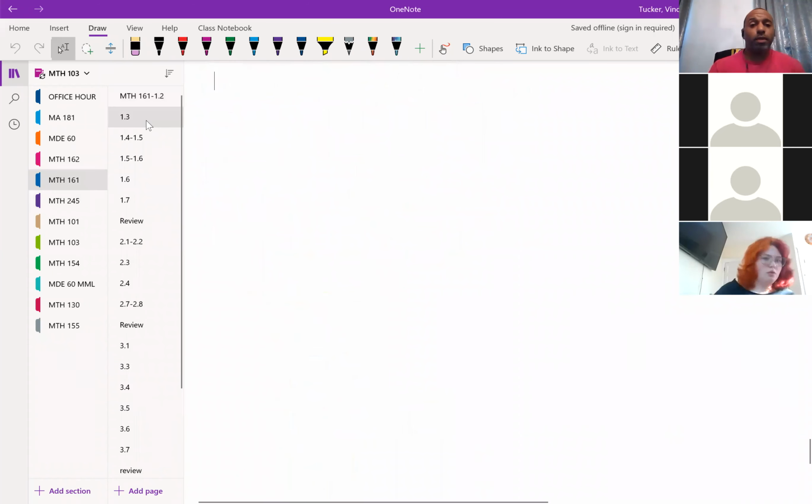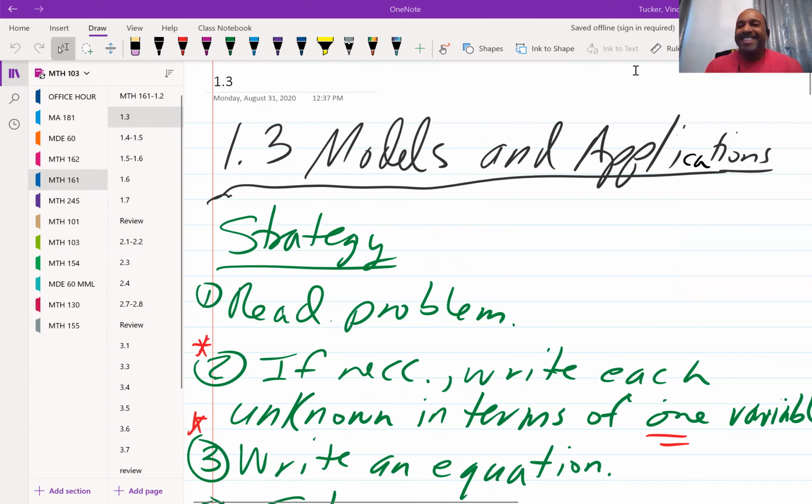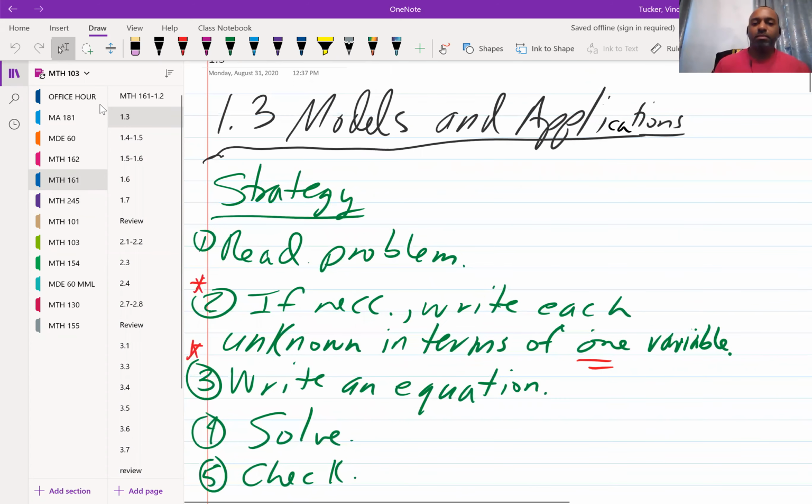So we did 1.2 last class, and today we will be looking at 1.3. And I'm pretty sure it's everyone's favorite topic, which is word problems. So, models and applications, 1.3. So we have a 5-step strategy.